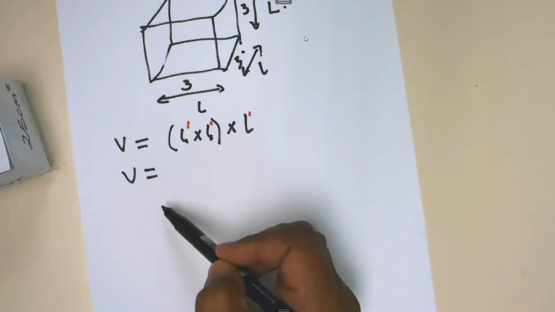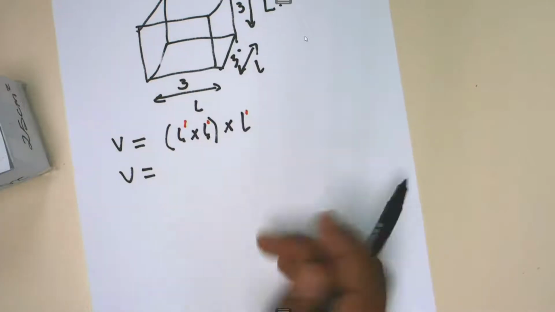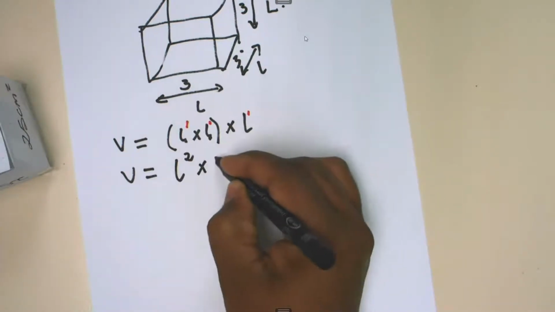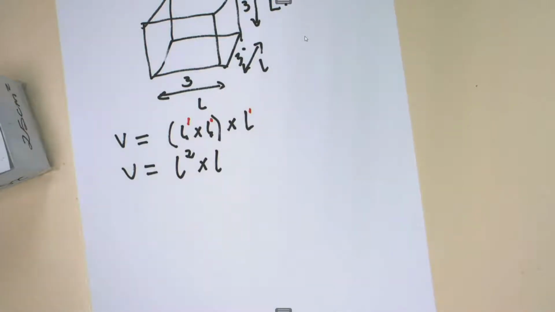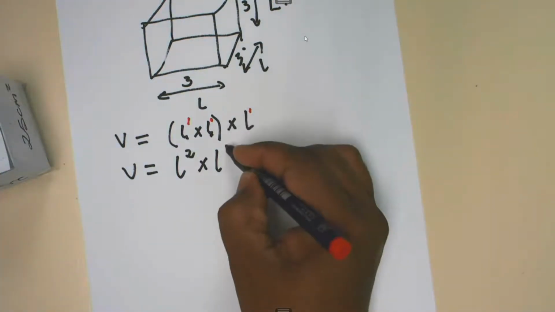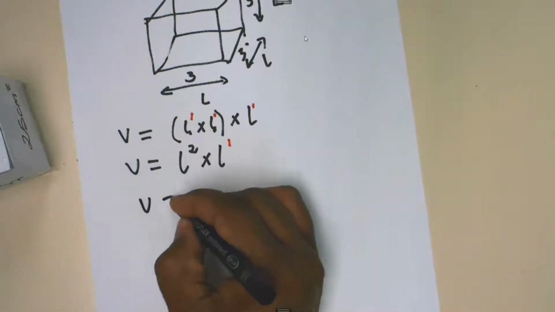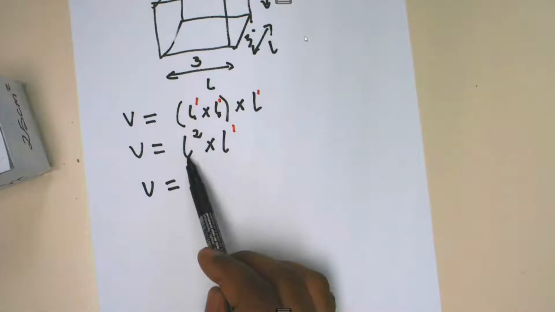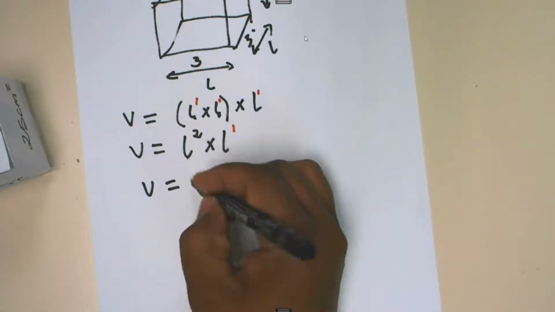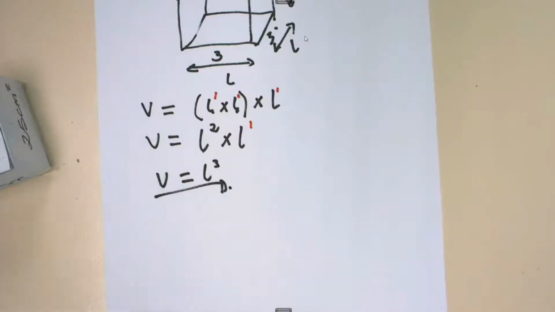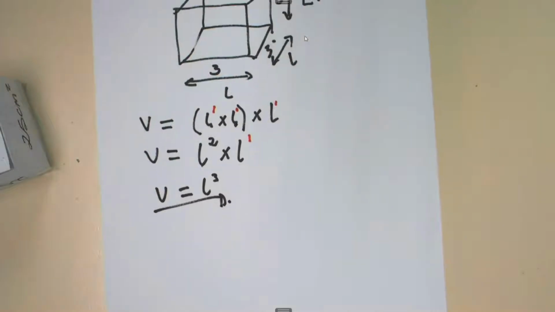Therefore, in order of operations, I have to start with the ones in the brackets. Then it will be L to the power of 2 multiplying the L. As I said, the L outside this bracket is also raised to the power of 1. And therefore, the volume would be, look, the bases are the same, and therefore we'll have L to the power of 3. So the formula we have now discovered for the cube is L cubed.